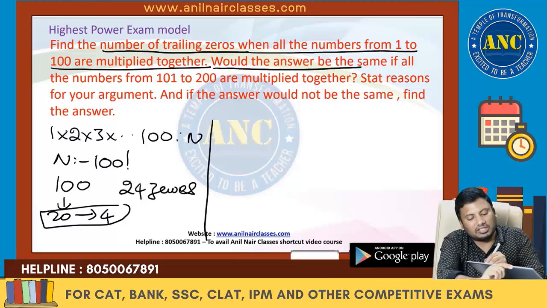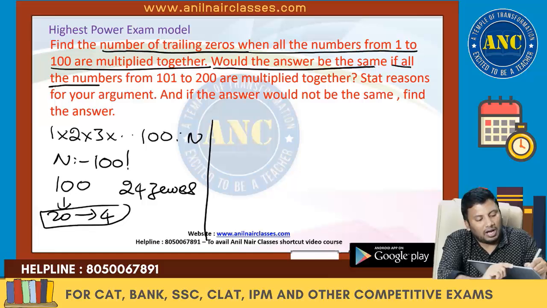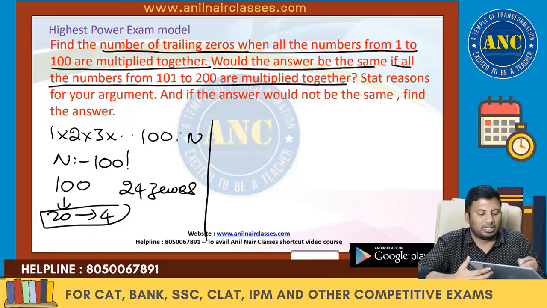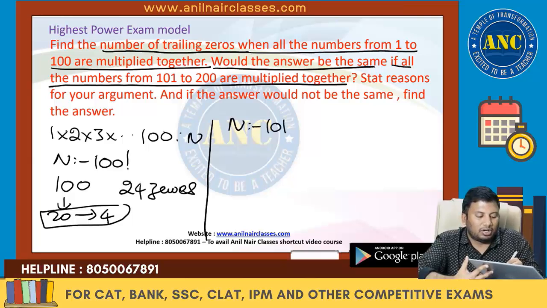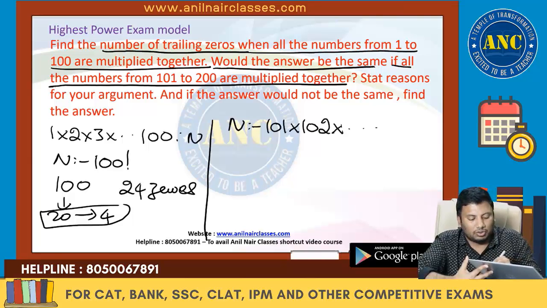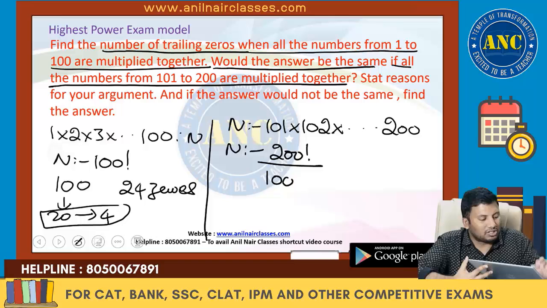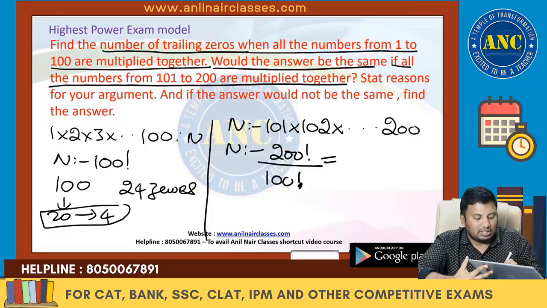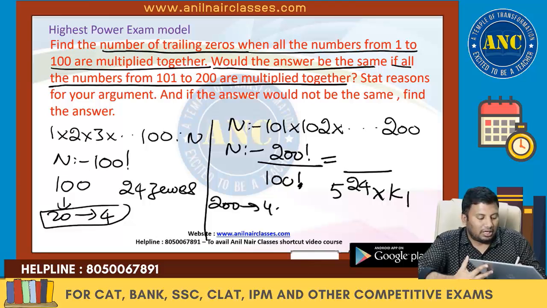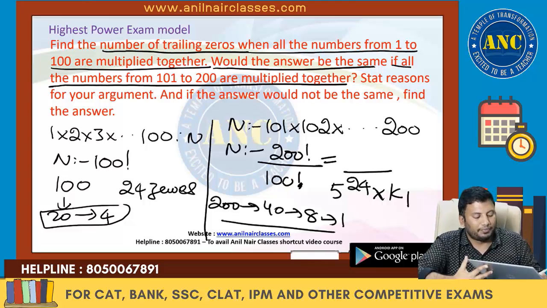Would the answer be the same if all the numbers from 101 to 200 are multiplied together? If I multiply 101, 102 till 200, these are nothing but 200 factorial divided by 100 factorial. I hope you are all there with me. We have solved this question also. 100 factorial is 5 power 24 into k1. 200 will become 5 40s, 5 8s, 5 1s. So the answer is 49.